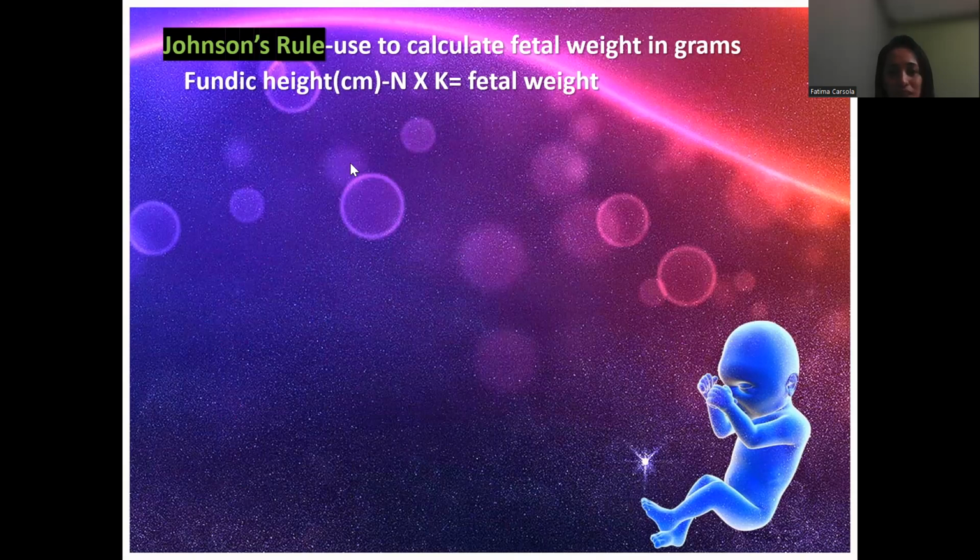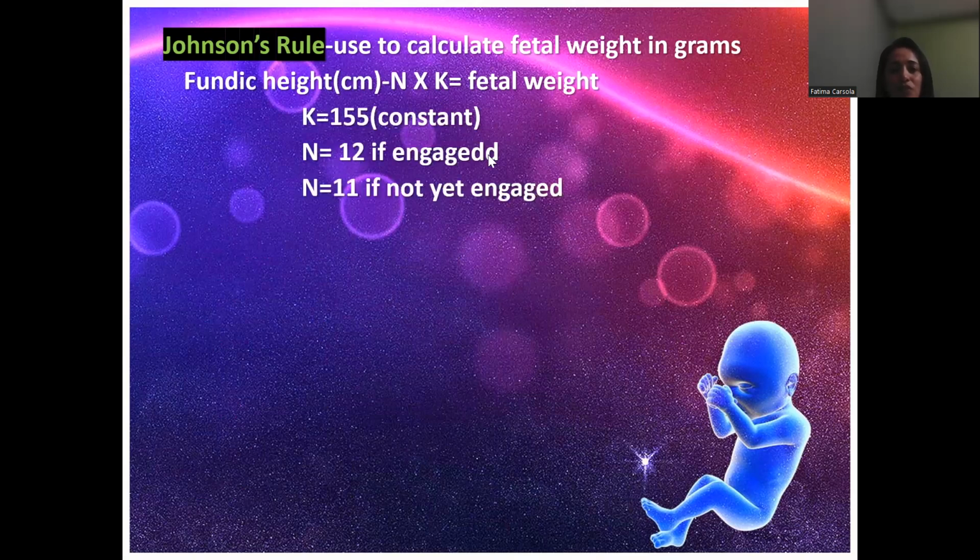We have here the Fundic height in centimeters. N times K equals the fetal weight. So what will you do? You have the constant K of 155. The N is 12 if engaged, and N is 11 if not yet engaged. So you have to know the Fundic height minus N, 12 if it's engaged, 11 if not yet engaged, and times K, the 155, and you will have the estimated fetal weight.